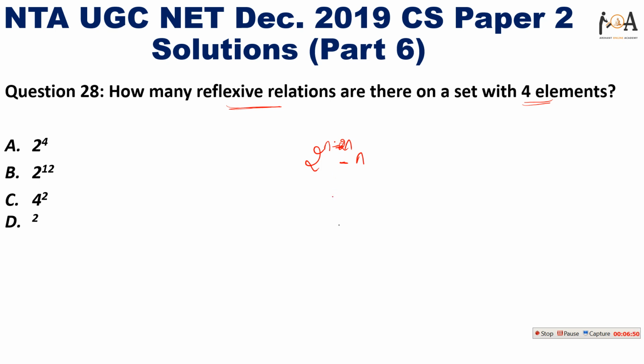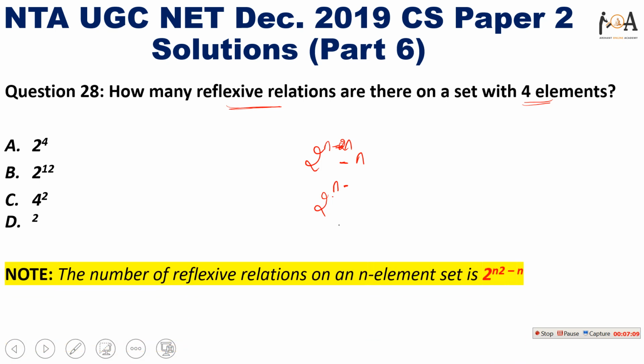2 to the power n minus 2, we need to subtract it from there now. So we can also refer to our note that 2 to the power n square minus n is there, no problem.